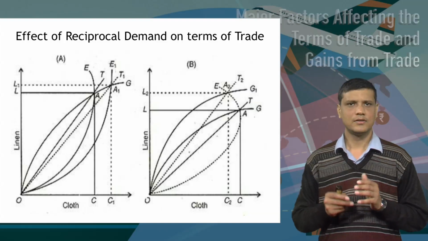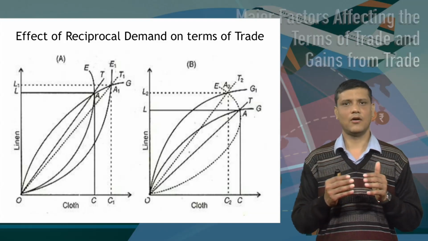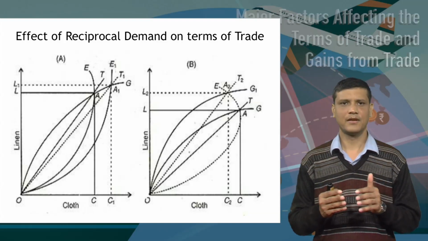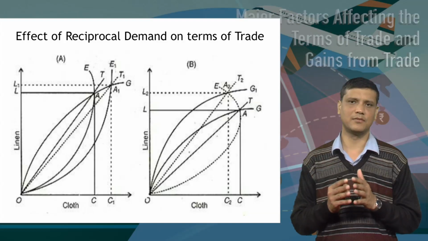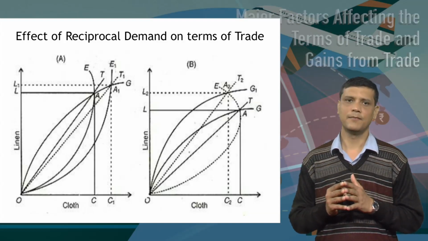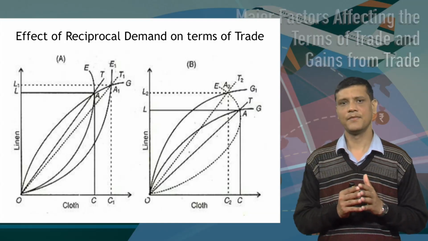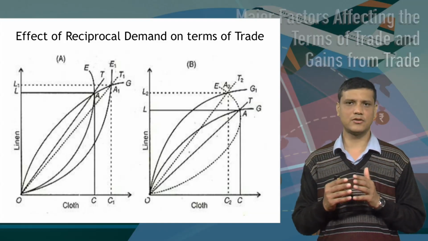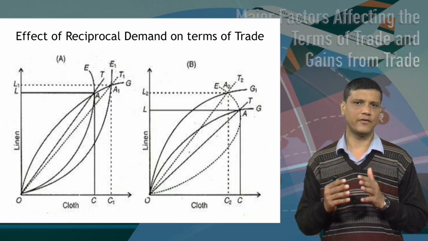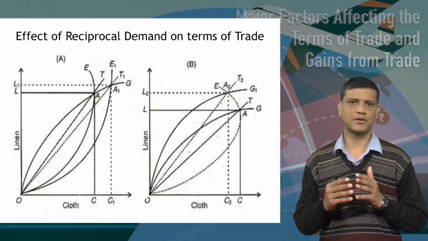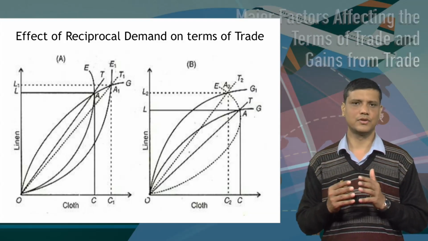The more inelastic the offer curve of a country, the more unfavorable are the terms of trade for it in relation to the other country. On the contrary, the more elastic its offer curve, the more favorable are its terms of trade in relation to the other country.